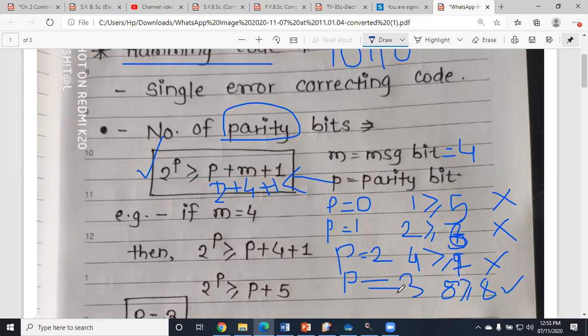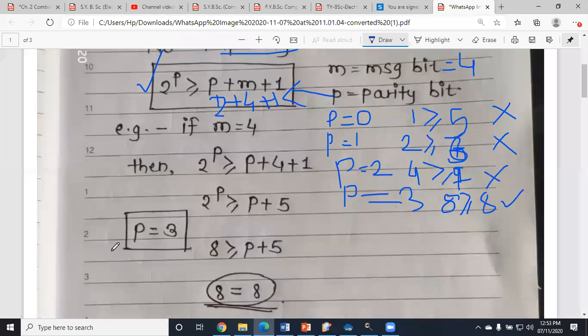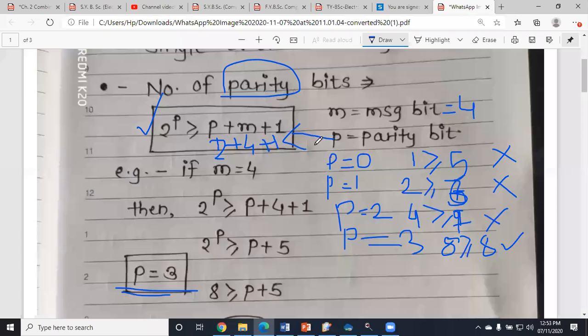Yes, ma'am. Whenever we take p is equal to 3, this criteria or this formula is verified. That is why I will consider p is equal to 3. You have to satisfy the at least equal to condition. Everybody understand this formula and this calculation? You have to satisfy 2 raised to p greater than or equal to p plus m plus 1. P is nothing but your parity bit, m is your message bit. Understand how we get p is equal to 3?